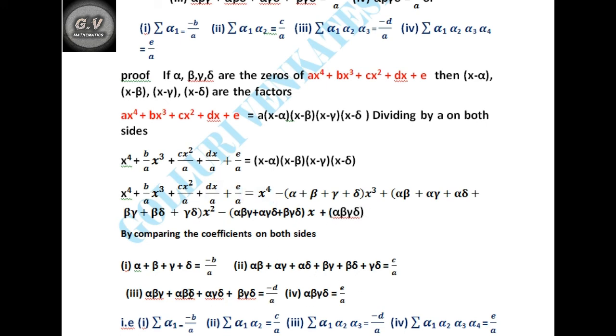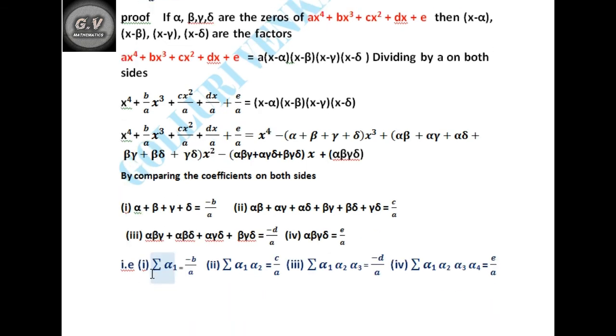So the sum of zeros, the sum of all the possible products of two zeros, the sum of all the possible products of three zeros, and the product of all four zeros, that is nothing but the summation of alpha 1, alpha 2, alpha 3, alpha 4. It is represented symbolically as sigma alpha 1 is equal to minus b by a. Summation of alpha 1 alpha 2 is nothing but c by a.